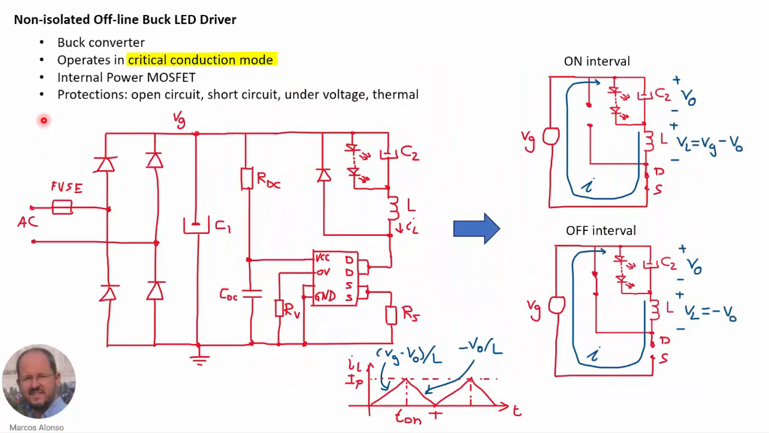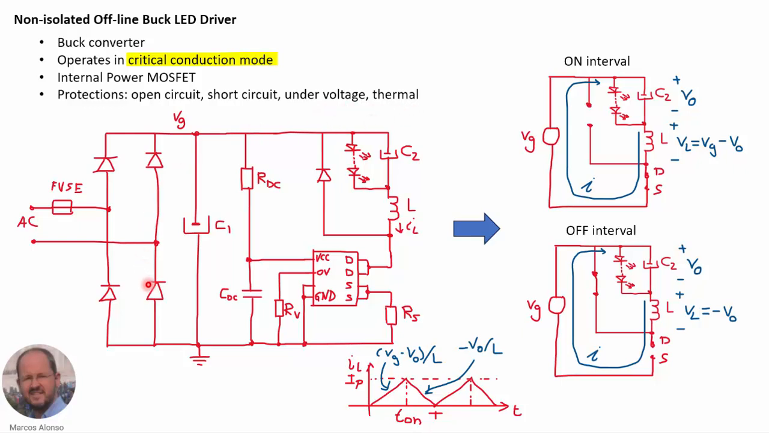this LED bulb. By searching for information about the integrated circuit that is used in this lamp, we can find that it is a non-isolated offline buck LED driver. So this converter employs a buck converter that is going to operate in critical conduction mode. So this means that the current through the inductor is going to be on the boundary, is going to increase from 0 to a maximum value and then go to 0 again and so on. So we will see this later. Also, this integrated circuit has an internal power MOSFET, so we don't need to use an external device for this, and also the circuit incorporates several protections like open circuit, short circuit, under voltage, thermal protections, and so on.